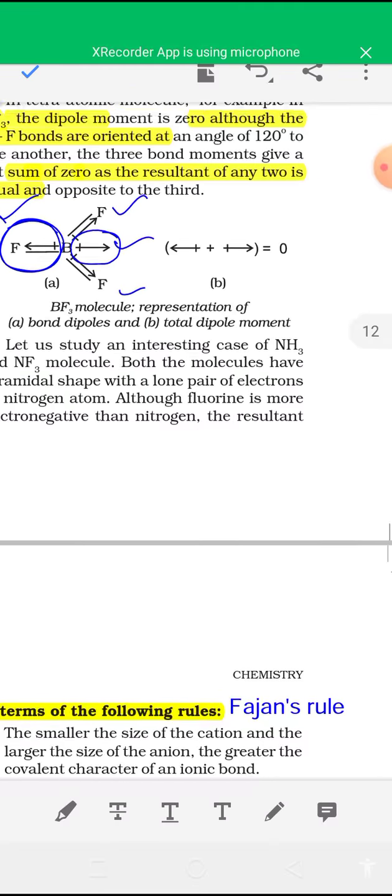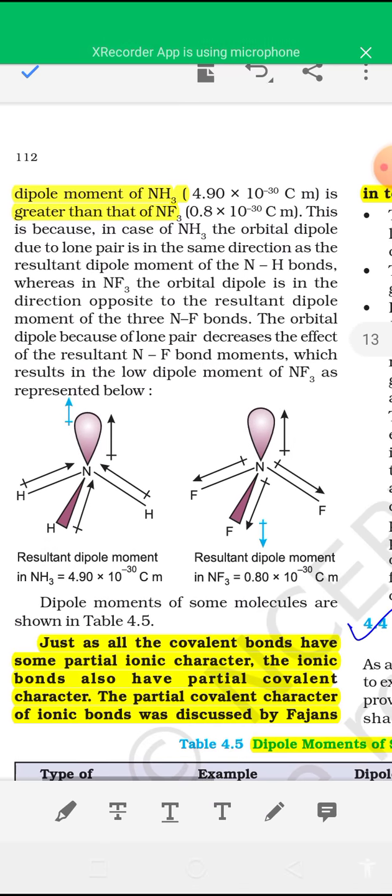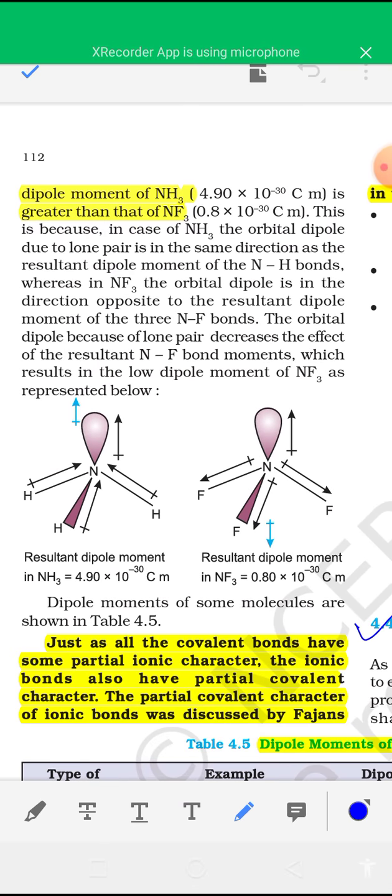Here one more example is given. Dipole moment of ammonia and NF3. Both are similar. One is NH3, ammonia, another is NF3, nitrogen trifluoride. Ammonia has more dipole moment than NF3.